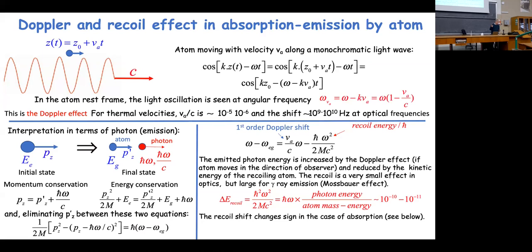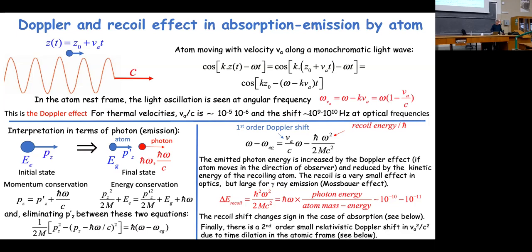This is called the Mossbauer effect. We already alluded to it when we talked about the measurement of the gravitational shift. It's something which is important in nuclear physics, and we will come back to this later. But what I want to say here is that the Doppler effect and the recoil effect are the two main effects which affect the position of the spectral line due to the motion of the atoms.